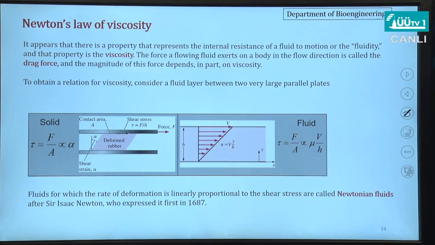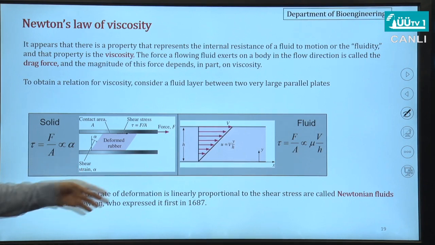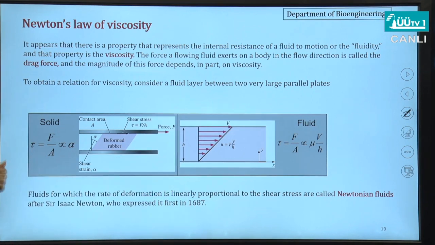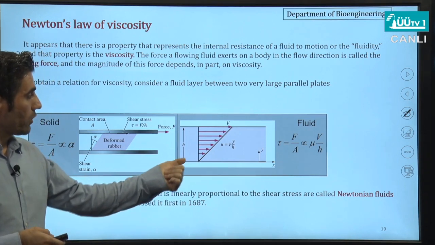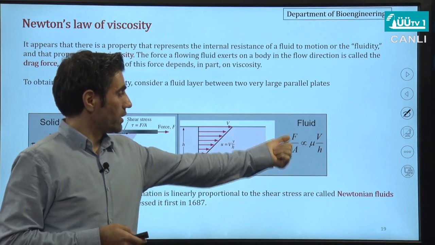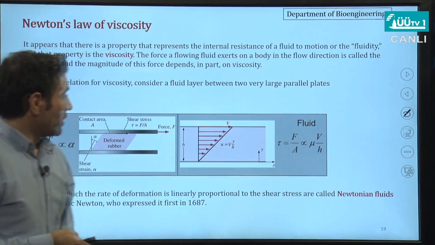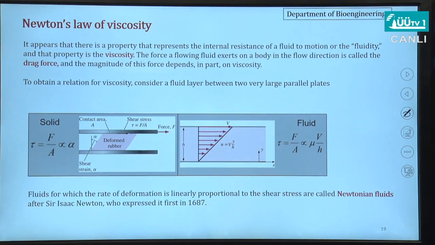Okay, for the first time in 1687, Newton studied the flow of a fluid between two parallel plates. From statics, we know that the shear stress, or tau here, is the tangent force applied on the surface area A. We can easily calculate this shear stress for a solid, and this shear stress is proportional to the strain. However, Newton noticed that for the case of fluids, once again this is the shear stress and this is the shear force on the surface area A. He noticed that this shear stress is proportional to strain rate, not the strain.